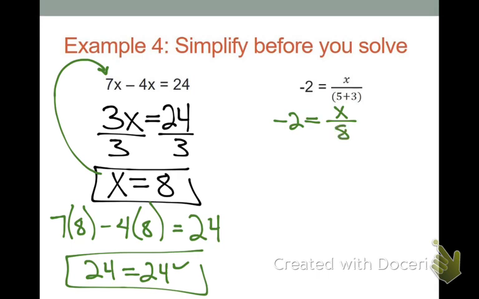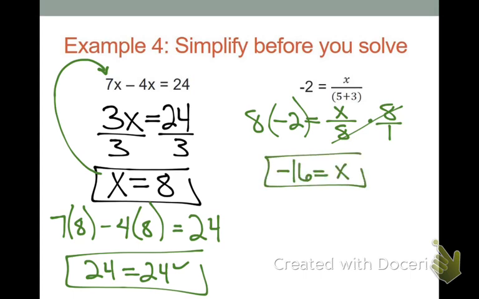So what would I do to solve? I need to multiply. It's already dividing. So I need to multiply both sides by what? 8. By 8 over 8? Or 8 over 1? 8 over 1. All right, and now I have to multiply this side by 8 over 1. What's 8 times negative 2? Negative 16. Negative 16 equals x.